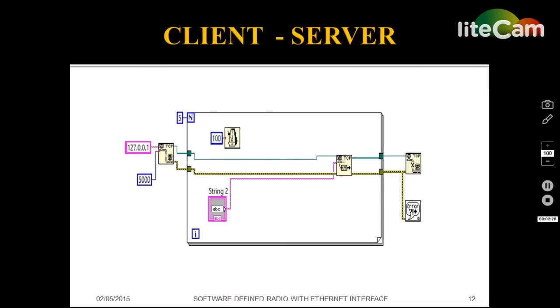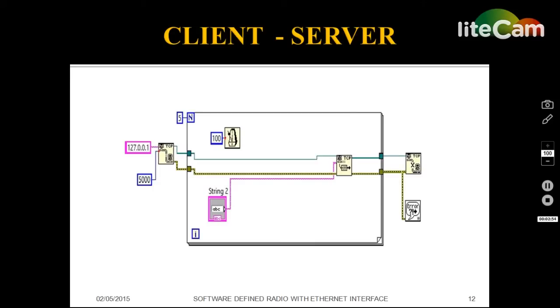Next is a client formation in the LabVIEW. We have mainly 3 blocks. First one is TCP creation block, which needs an IP address and a port number. Here we are using 127.0.0.1 as the local address and 5000 as the port number.